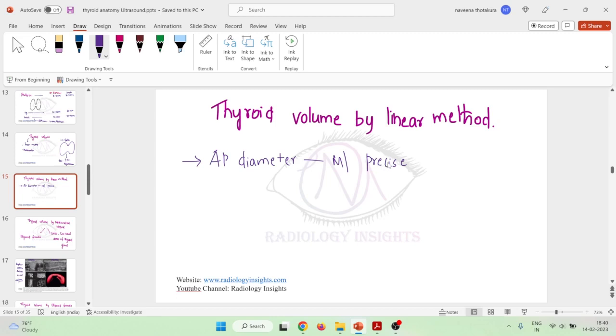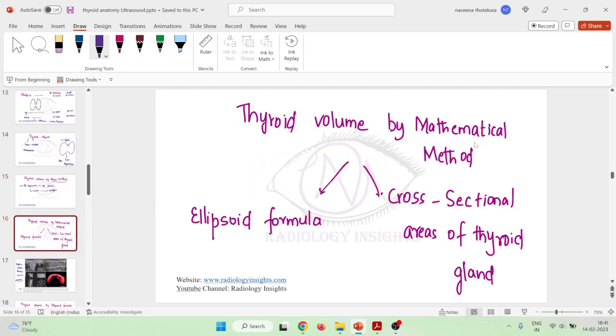When the AP diameter is more than 2 centimeters, then you can say that the thyroid is enlarged. So AP diameter is the most precise and most accurate in calculating the volume of thyroid. This is by the linear method, where you will use only the anteroposterior diameter. Then thyroid volume calculation by mathematical method. In the mathematical method, we have two types. One, we have the ellipsoid formula. Second, you have the cross-sectional area of the thyroid gland.